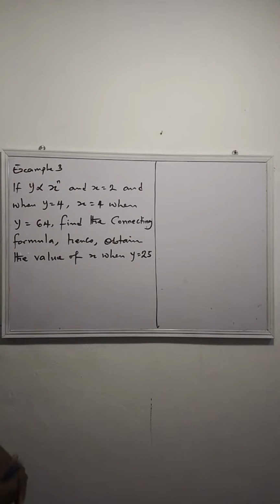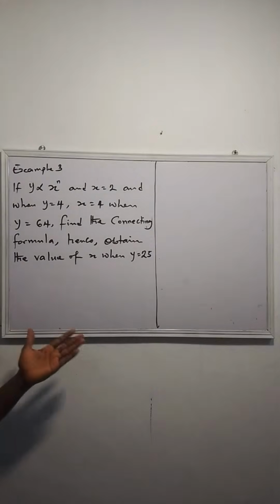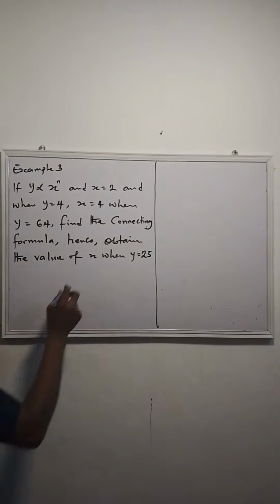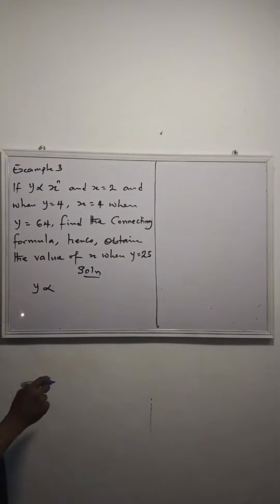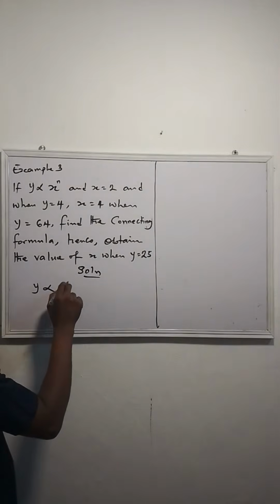Now the question says, if y varies directly as x raised to the power of n, and x equals 2 when y is 4, and x equals 4 when y is 64, find the connecting formula, hence obtain the value of x when y is 25. So how do we solve this? We just follow the same approach. So we have y varies directly as x raised to the power of n.